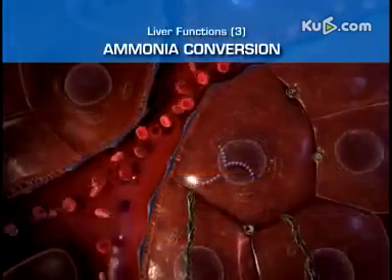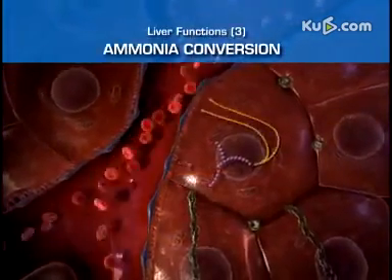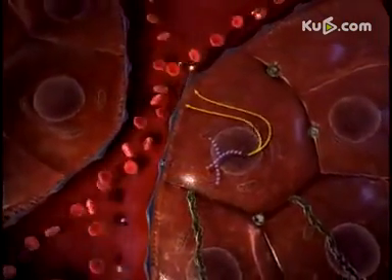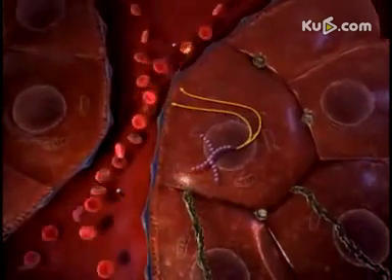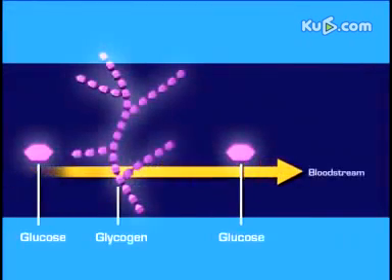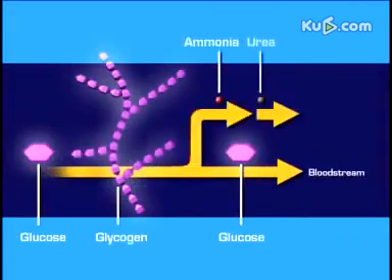Ammonia conversion. Gluconeogenesis results in the formation of ammonia as a byproduct. Ammonia is very toxic to body tissues, so the liver removes it from the blood quickly and converts it to urea, which is excreted by the kidneys.